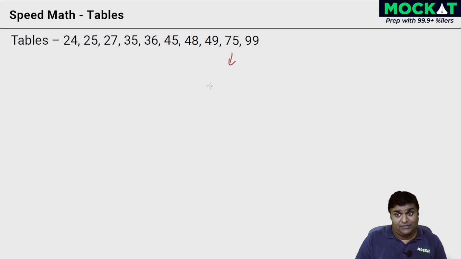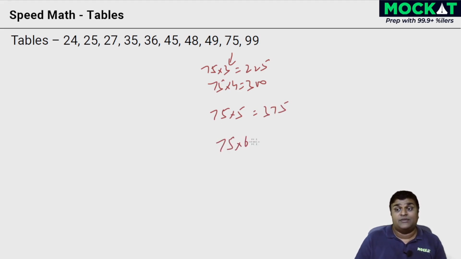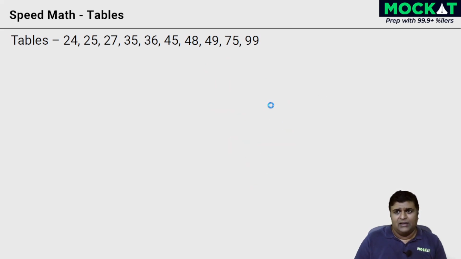A 75 tables is very important as well. 75 fours are 300, right? A 75 into 3 is 225. A 75 into 5, a lot of times it turns up 375, or a 75 into 6 comes to a 450, and so on.